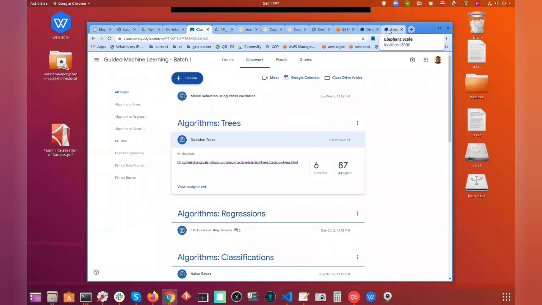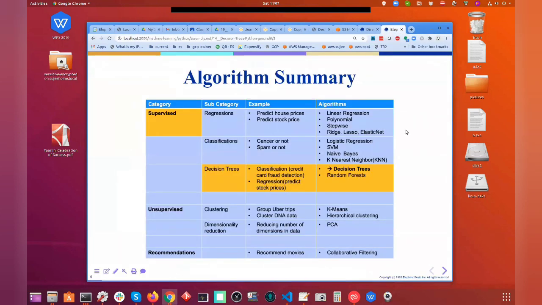But let me quickly run through the algorithm. So where are we, right? In that big picture algorithm map. So we are still doing supervised. We are doing decision trees, right? And we are doing the basic decision trees.